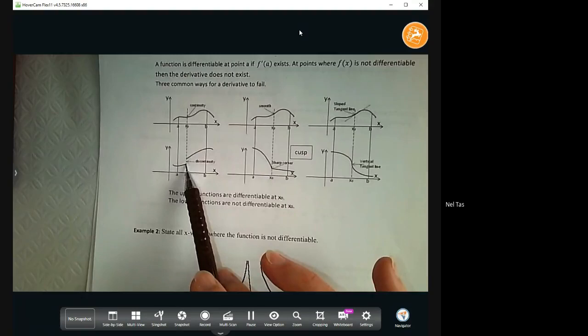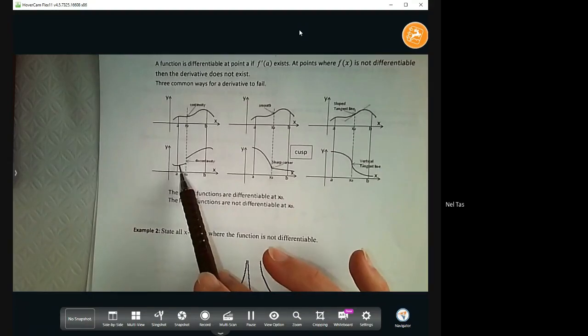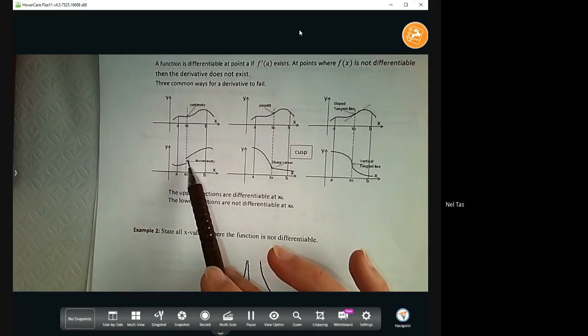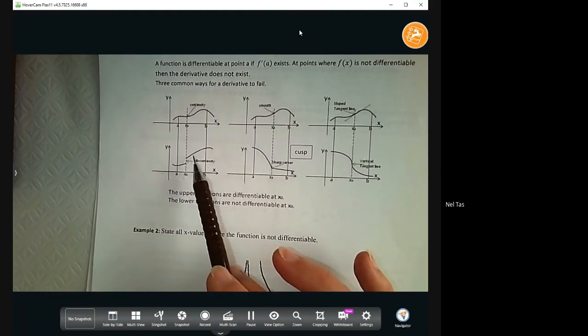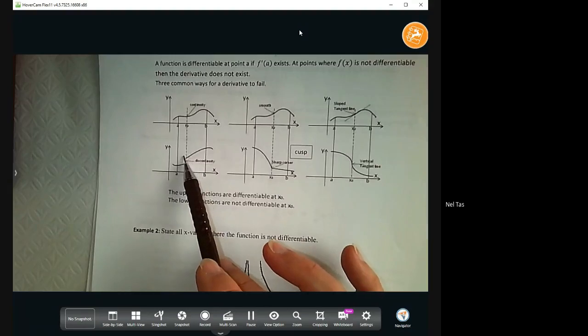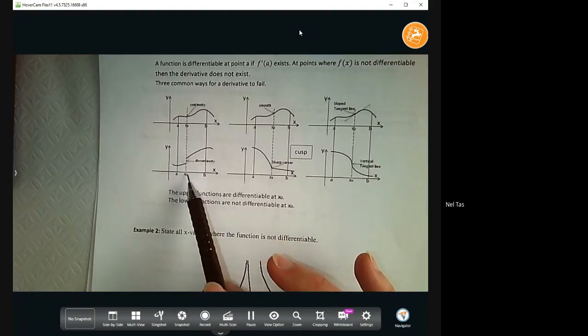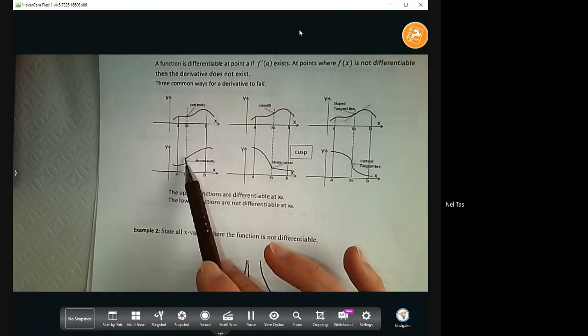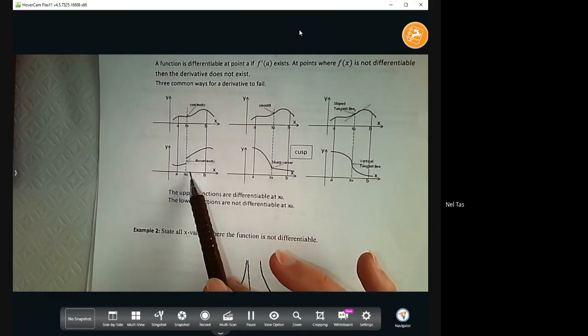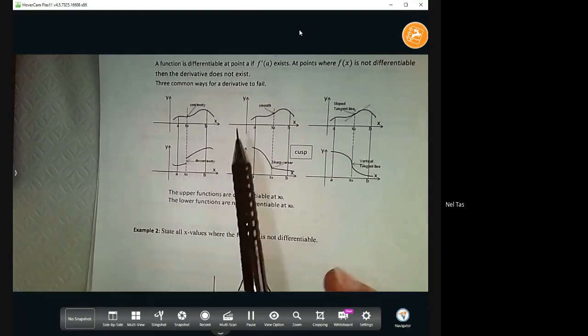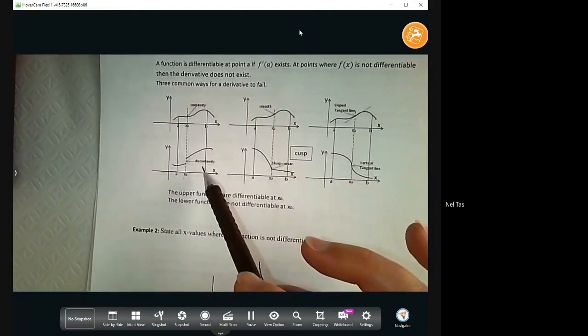So remember, when you are taking the derivative, you are taking a limit. For the limit to exist, the left side limit should be equal to the right side limit. In this case, as you see, the left side limit is not equal to the right side limit. Therefore, there is no derivative at x0, which means the function is not differentiable at x0. So one way for a derivative to fail is discontinuity. Let's look at the second way.